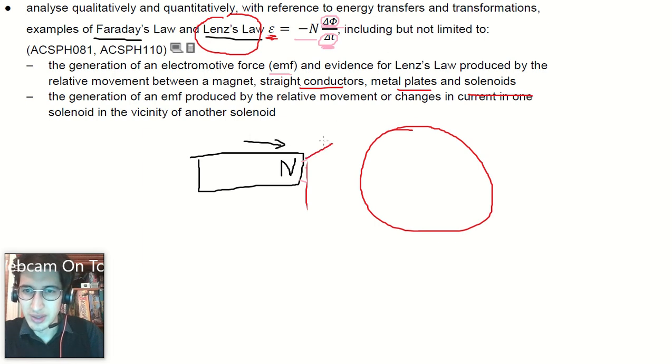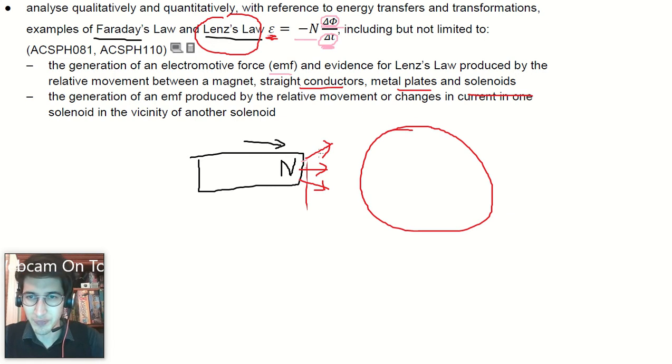Okay, we've got our lines of flux here. Lenz's law says when a conductor experiences a change in flux, it is going to have a current induced in it, and that current is going to produce its own magnetic field that opposes the change in flux. What do I mean by that?